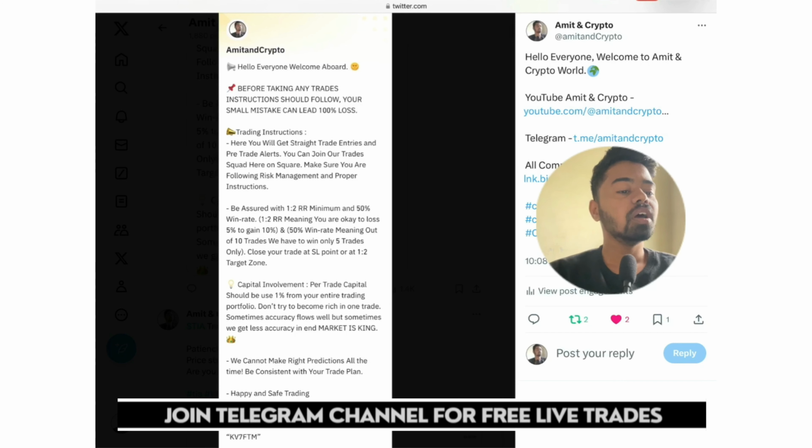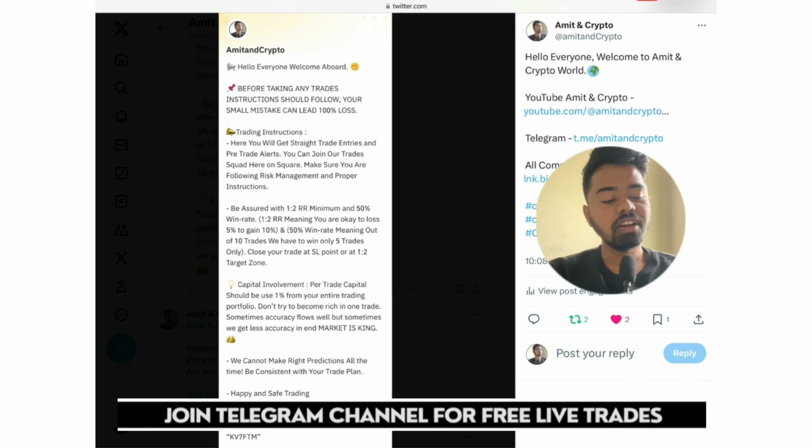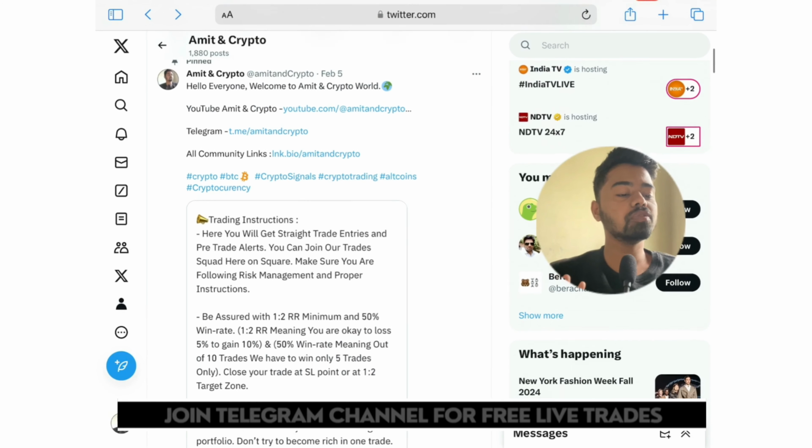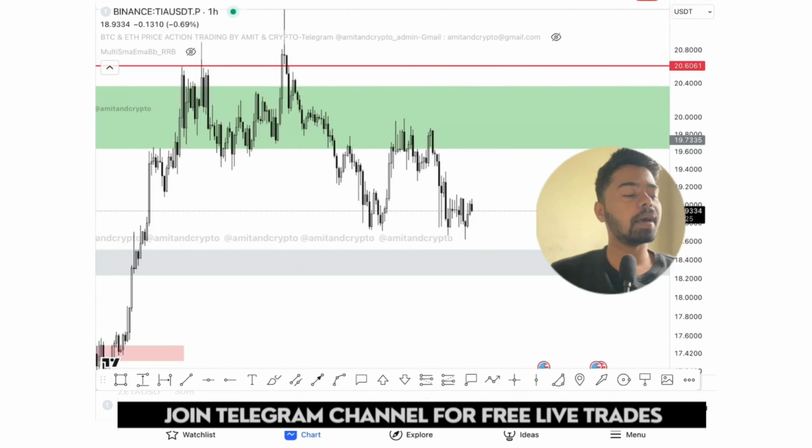Now the main points: be assured of a 1:2 risk reward. A minimum 50% win rate is also okay. If you are capturing a 1:2 risk reward ratio, then it's a very good game for you. A 50% win rate is also very good, but the target should be 1:2. If you are keeping a 5% stop loss, your take profit should be 10%. Then you are a big winner. And involve just 1% capital in each trade. That's how trading works. Your confidence will remain and you will have a lot of opportunities and you will be able to grab them.